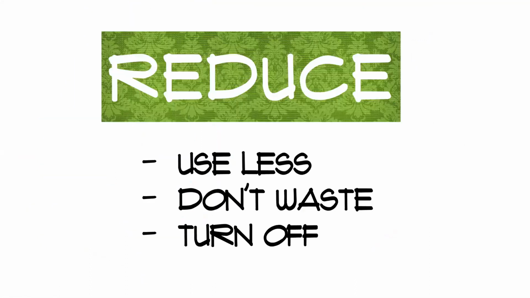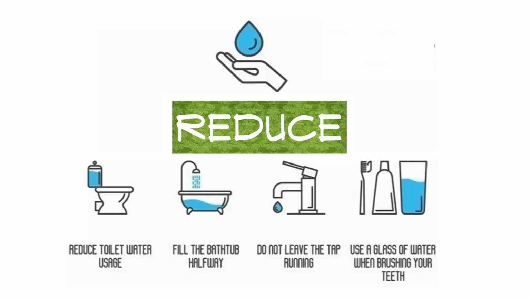The first thing is reduce. Reduce means using less and not wasting, or you can say it's turning off. So how can I reduce my usage of water as a natural resource? Those are just examples. We use a glass of water when brushing our teeth instead of letting the water run. We don't leave the tap running; we have to close it or turn it off.